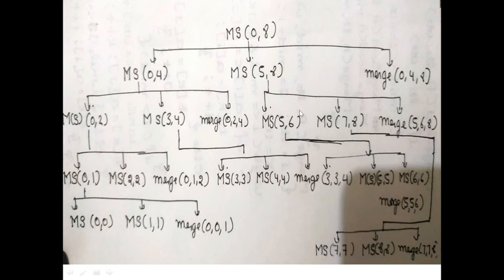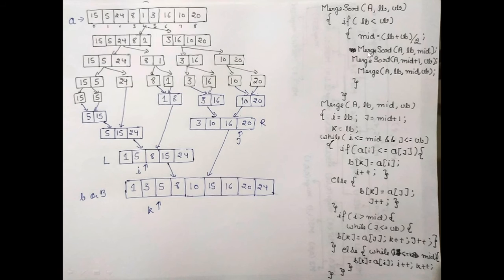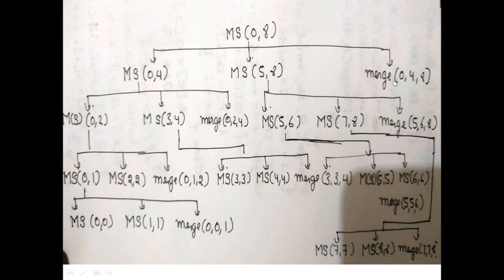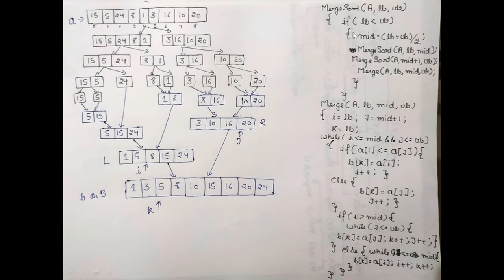Now this is actually the stack trace of merge sort. This capital MS stands for merge sort, and for merge I have written merge in small. Now one thing you will notice here is that we have passed only two arguments, that is 0 and 8. As you can see, merge sort accepts A, that is the array to be sorted, and its lower bound and upper bound.